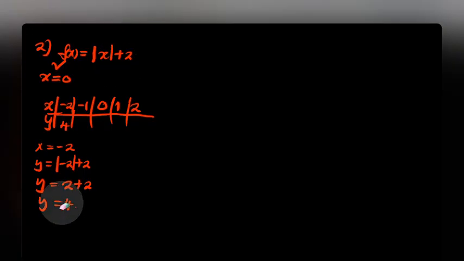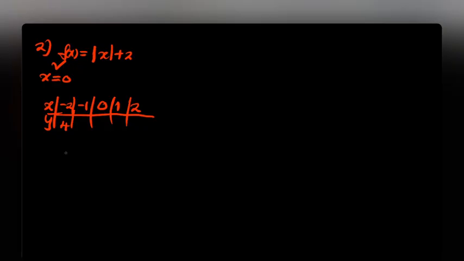Again we do the same. When x is equal to -1, what will be the value of y? We have y equal to the modulus of x, where we substitute x with -1 in the original function, then plus 2. So y equals the absolute value of -1, which gives +1, plus 2. So y is equal to 3 when x equals -1.